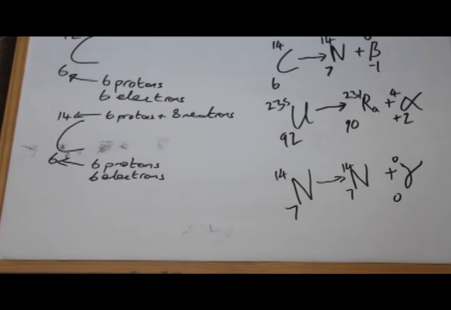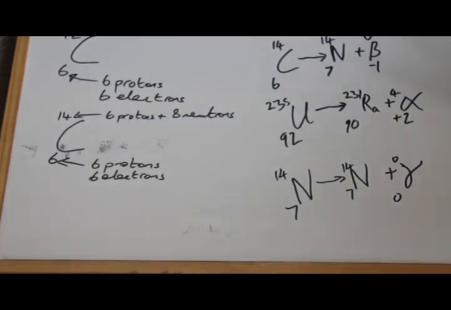Those are the 3 examples you're going to have to look at GCSE. Each one leads to a more stable atom. If you're given the type of decay and the starting or the ending atom, you can work it out. If you're given the starting and the ending atom, you can work out which type of decay took place. All you need to do is look at the numbers at the top and the numbers at the bottom.